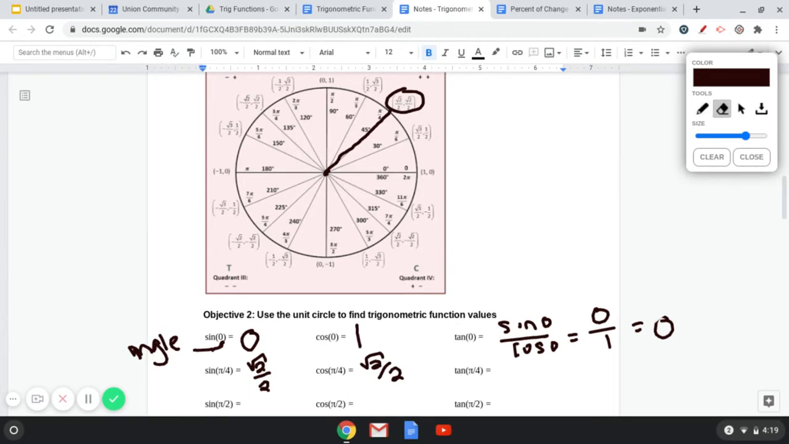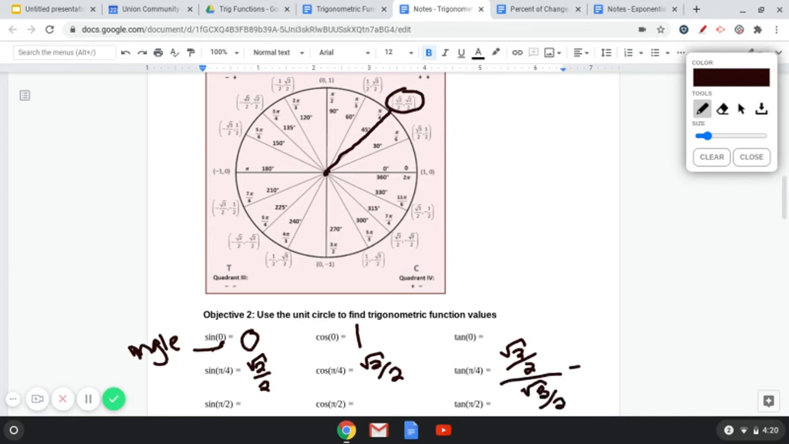Finally, tangent of this is sine over cosine, which is root 2 over 2, all over root 2 over 2, which these are the same values, so that means tangent is 1. So this tangent is 1. So tangent of pi over 4 equals 1. That's always a nice one to have memorized.